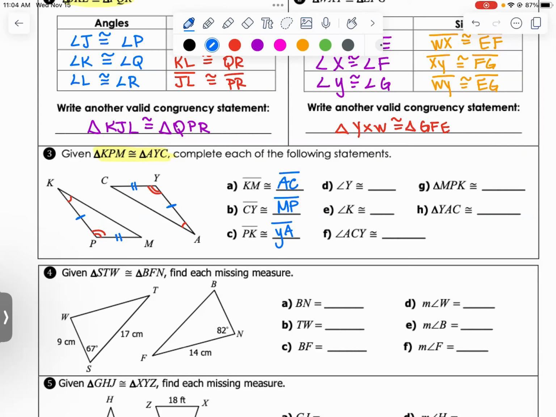Okay. All right, angle Y. Which angle is angle Y congruent to? P. Okay. What about angle K? Angle A. Ooh, I like this one. Angle ACY.